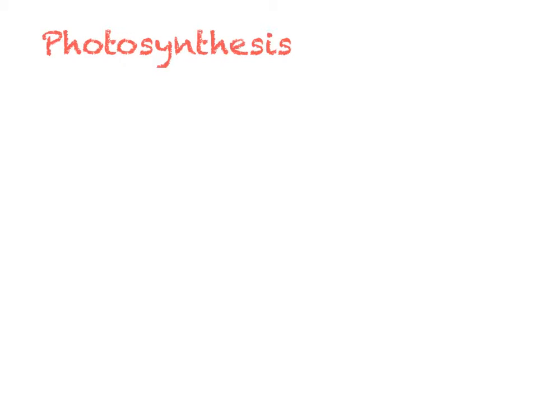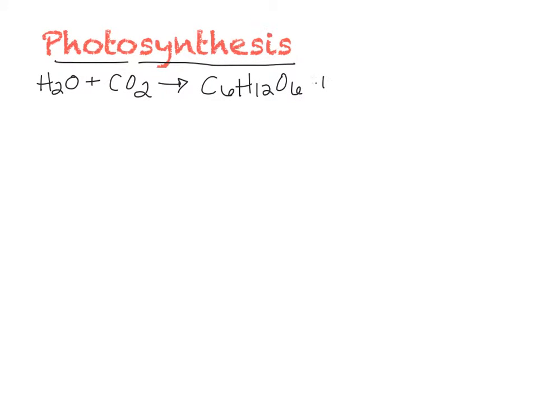Okay, photosynthesis, making things using light. So first we should know the formulas for this. We have water plus carbon dioxide gives you glucose and oxygen. So now's a good time to pause and make sure that you know how to write that in words and in chemical symbols.